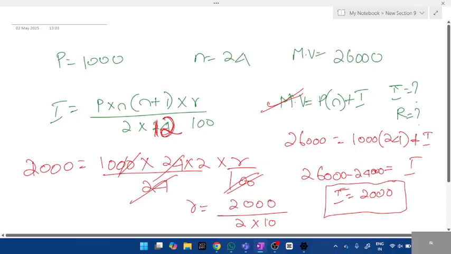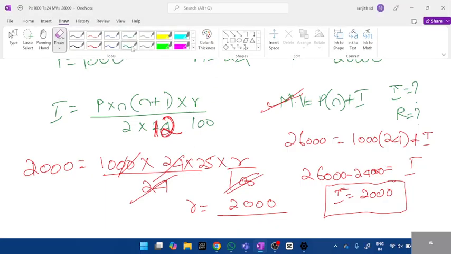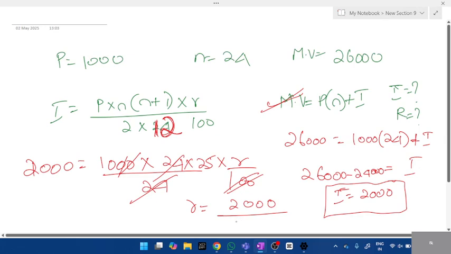25 into 10. Sorry, my answer is. What do you all get? 24 into 25, 8%. 2000 divided by 25 into 10, 0 and 0 get cancelled. The answer is 8%. Did all of you get the same answer? Interest 2000, rate 8%.